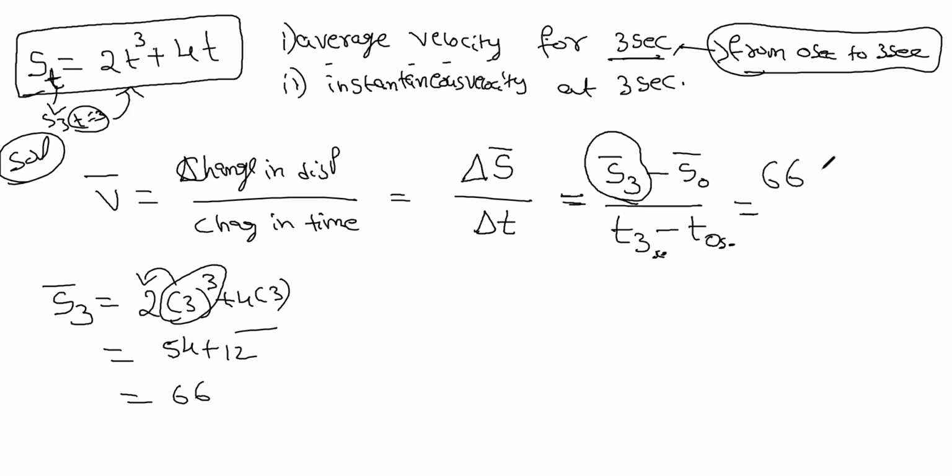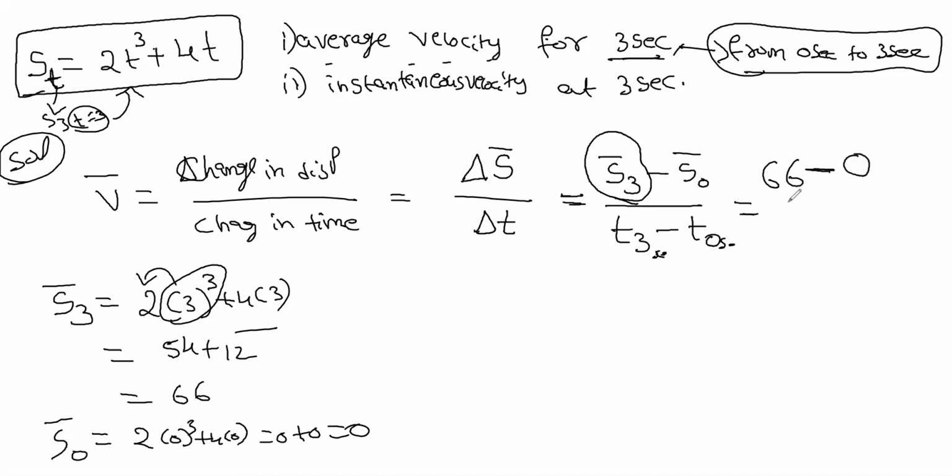That is S3 minus displacement at 0. Just substitute S0, means t equals 0. You will get 0 itself. Because 2 into 0 plus 4 into 0, you will get 0. Right? See this. S0 means displacement at 0. So 2 into 0 cube plus 4 into 0. That is 0 plus 0, 0.